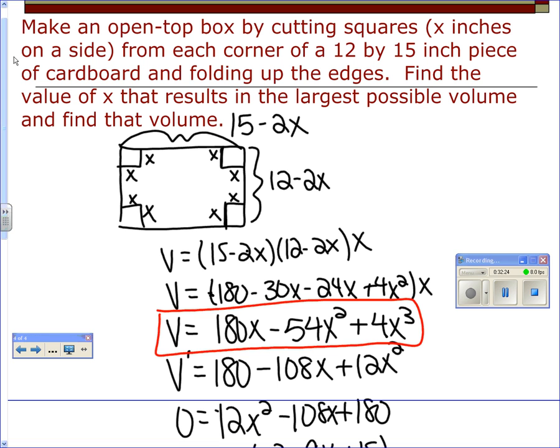So it said find the value of x that results in the largest possible volume. Which one is that? And find that volume. Yeah. You can plug in 3, yeah. I get 162. So I'll plug in. Does that make sense?